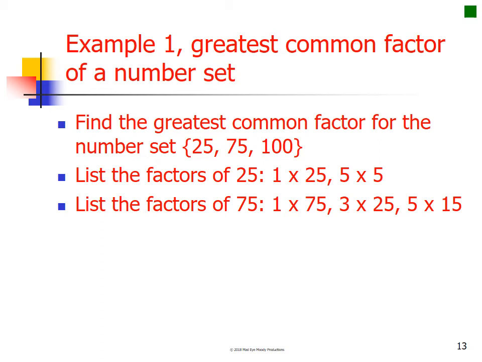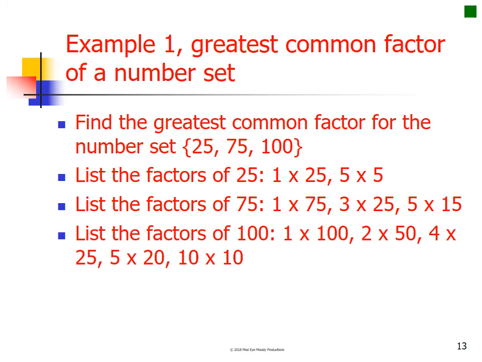3 times 25, 4 does not work, 5 times 15, 6 times nothing, 7 times nothing, 8 times nothing, 9 times nothing, and 10 times nothing, 11, no, 12, no, 13, no, 14, no, and then I'm back to 15. And then I'm going to list the factors of 100. So 1 times 100, 2 times 50, 3 times nothing, 4 times 25, 5 times 20, 6 times nothing, 7 times nothing, 8 times nothing, 9 times nothing, but 10 times 10.